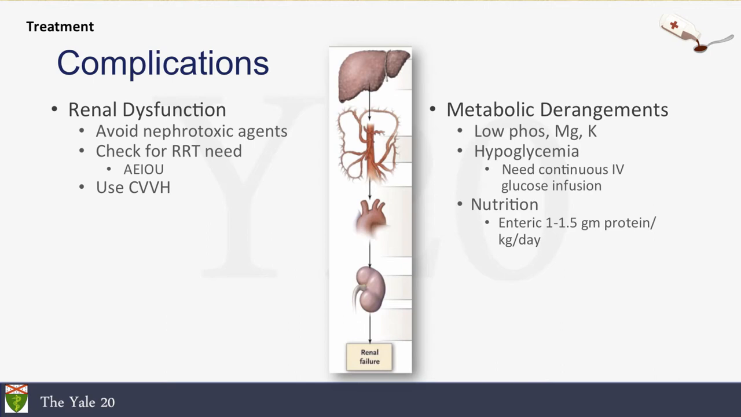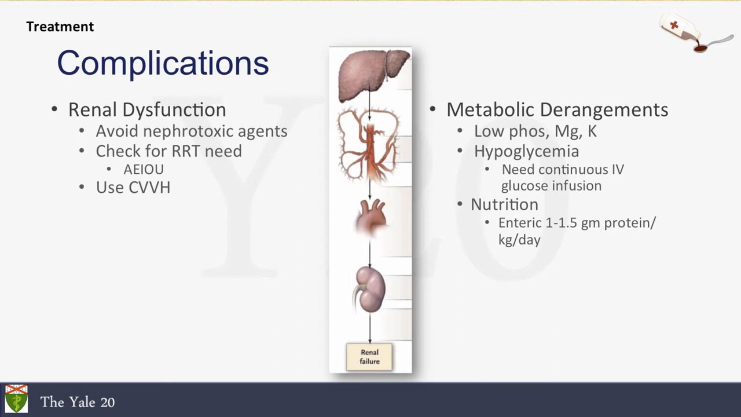In addition to renal dysfunction, there are many other metabolic concerns. Phosphate, magnesium, and potassium levels are often low, and they require repeated supplementation. Patients with ALF are at increased risk for hypoglycemia due to the loss of hepatic capacity for glycogen storage and gluconeogenesis. To prevent this, we check fingerstick blood glucose frequently and use a continuous IV glucose infusion.